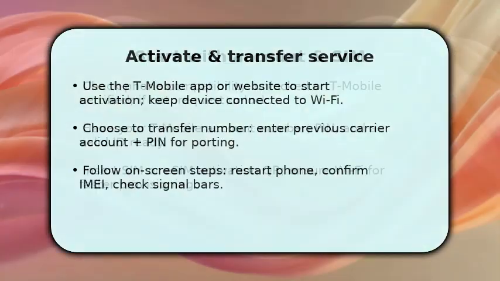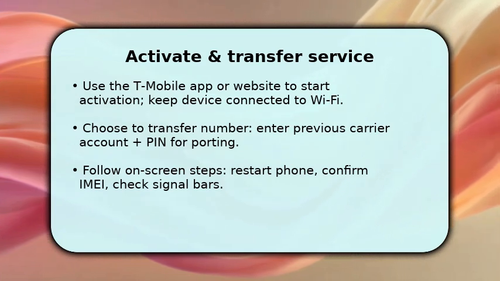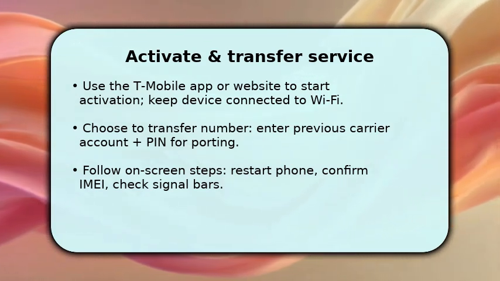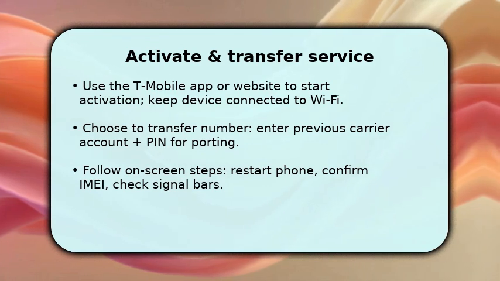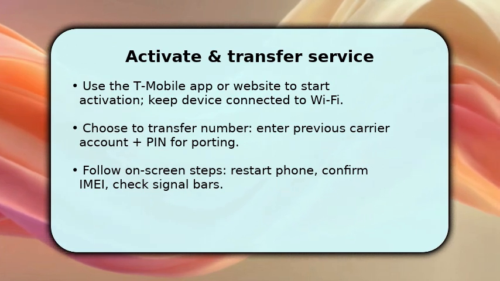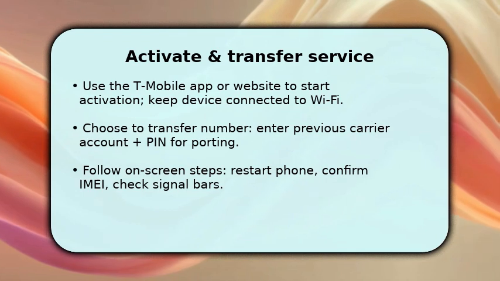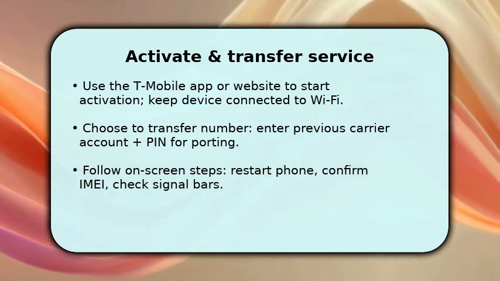Now you move into activation and porting. Open the T-Mobile app or the activation page. This lets you follow guided steps while keeping everything organized. If you're keeping your number, select transfer number and enter your old carrier account plus PIN. This is the why. Porting needs authorization from your previous provider.